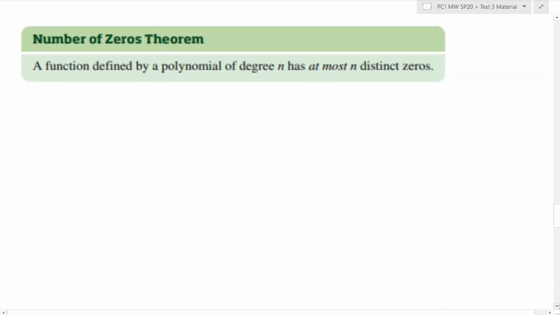The number of zeros theorem says that a function defined by a polynomial of degree n has at most n distinct zeros. So if you have a second degree polynomial, you should have at most 2 distinct zeros. You could have just 1 zero for that, but it is a zero of multiplicity 2 to give you that quadratic polynomial. If you have a 5th degree polynomial, you'll have at most 5 distinct zeros, and so on.